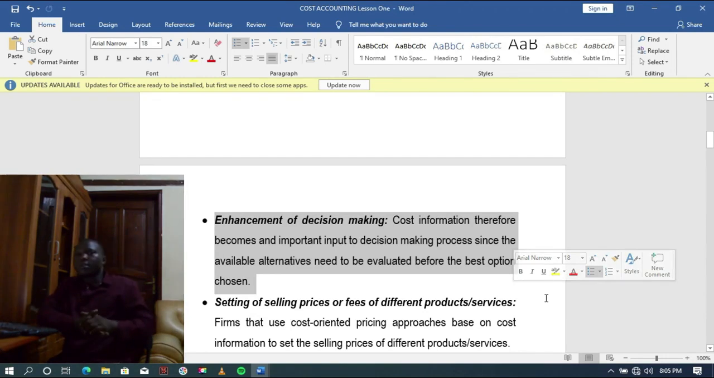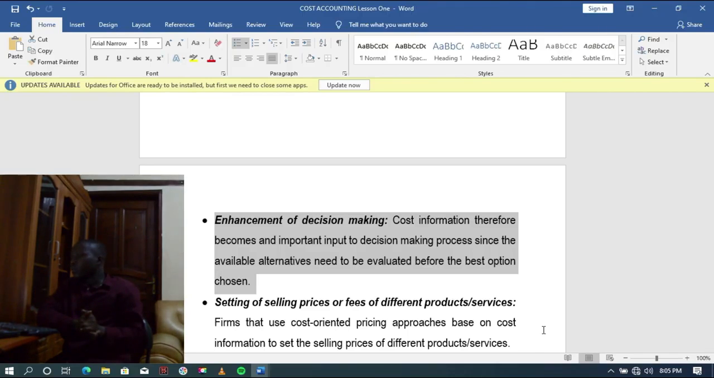So you find that when it comes to costs, we can decide, for example, if we are producing a given product, either to continue producing it or stop it, depending on how much we incur to produce such a commodity, as well as how much profit we earn from the commodity. So in that case, we normally prefer to take alternatives that are less costly to produce but highly paying.